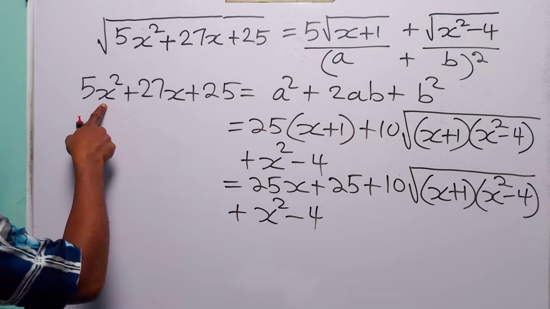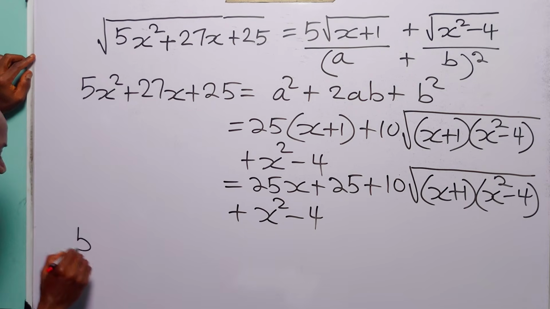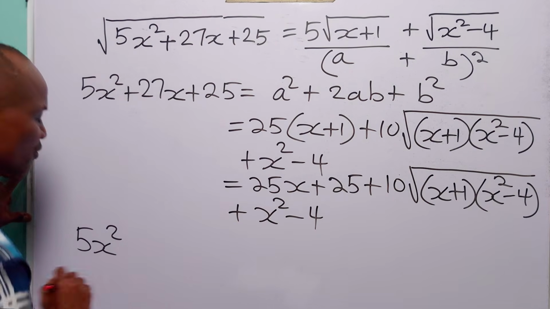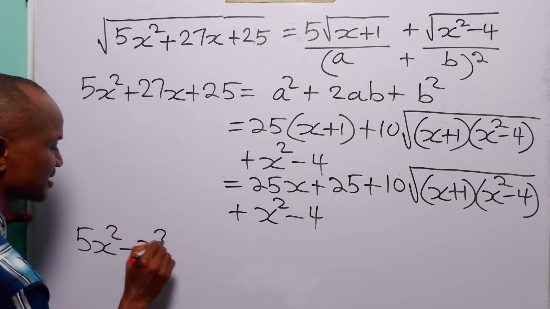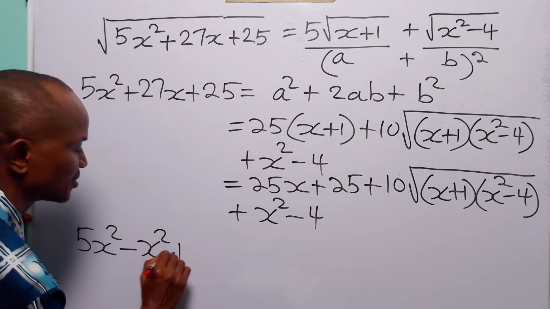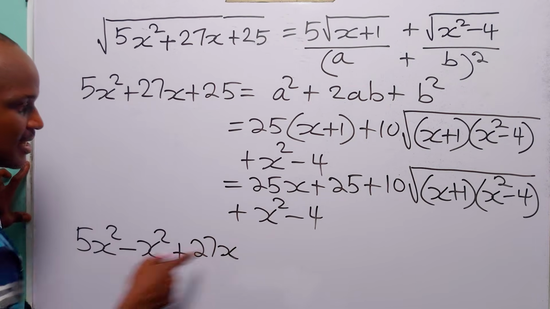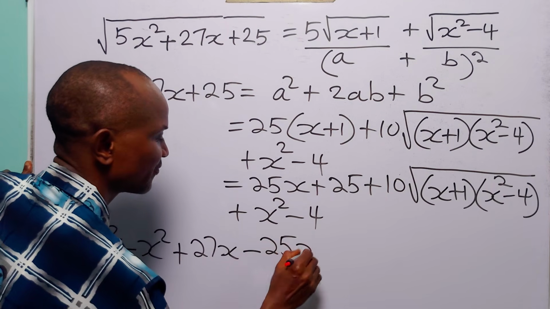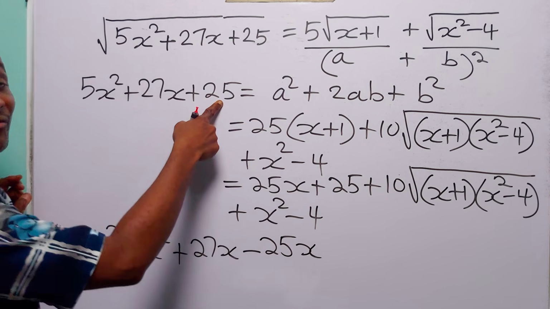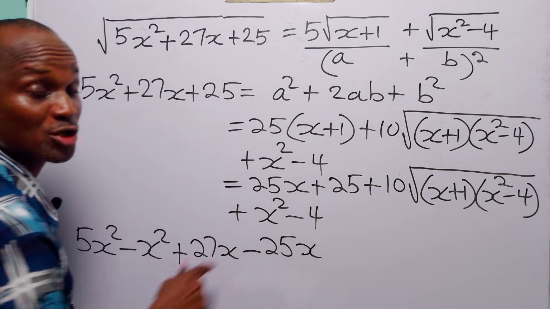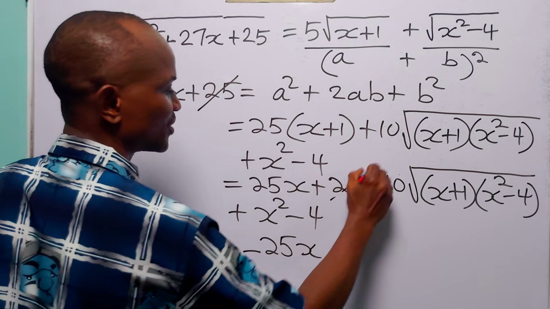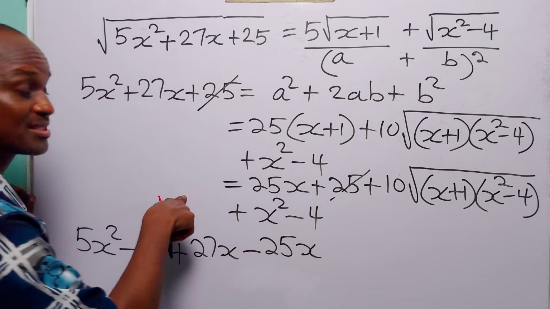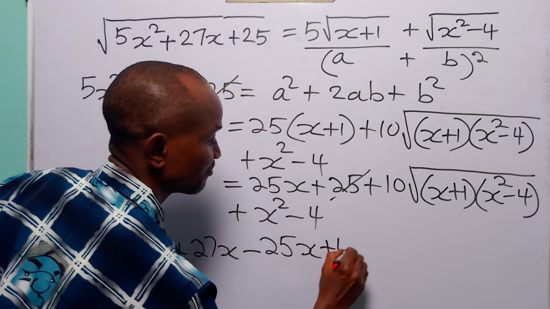On the left-hand side of this equation, we have 5x squared. On the right-hand side, we have x squared. Moving over, it becomes minus x squared. Here we have 27x. Here we have 25x. Moving over, it becomes minus 25x. Now here we have 25 and here we also have 25. So we can subtract 25 from both sides of the equation. Finally, we have minus 4. When this moves over to the left, it becomes plus 4.